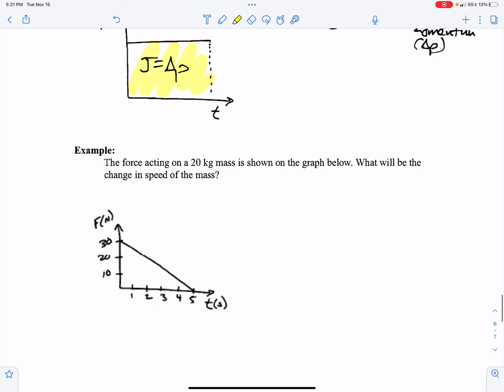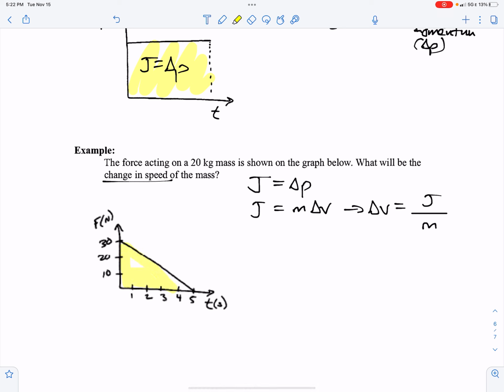Okay, so the force acting on a 20 kilogram mass is shown in the graph below. What will be the change in speed of the mass? Well, to figure out the change in speed, we do need to figure out the change in momentum, okay? Because impulse is equal to a change in momentum. The impulse you're going to get from the area. And we have mass times a change in velocity, and you're looking for a change in velocity. So let's go ahead and figure this out. We'll divide it by the mass, and a change in velocity would be equal to the impulse divided by the mass. So the impulse is going to be this shaded area right there.